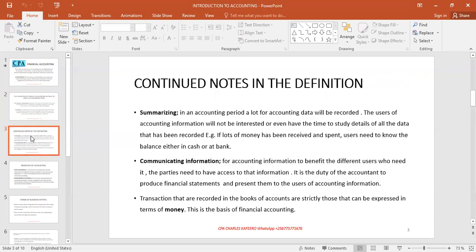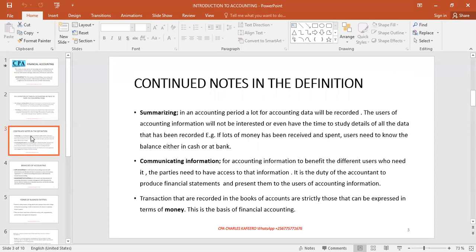We talked about summarizing accounting information. In an accounting period, a lot of accounting data will be recorded. The users of accounting information will not be interested or even have time to study the details of all the data that has been recorded.